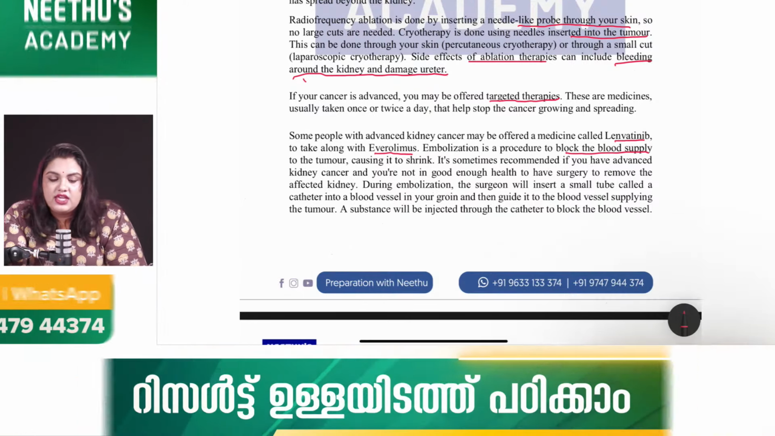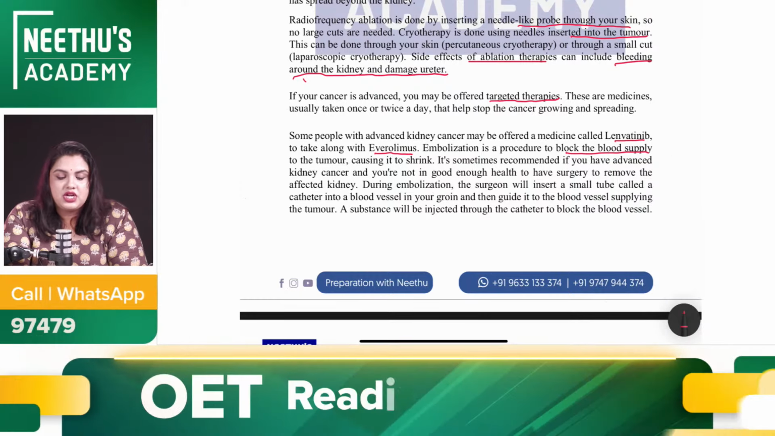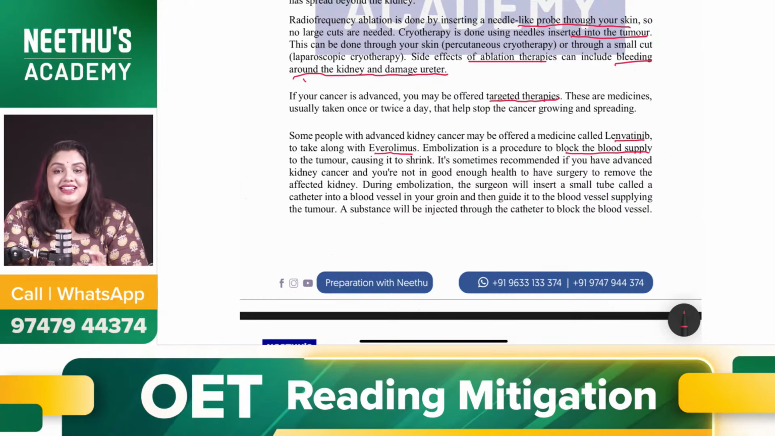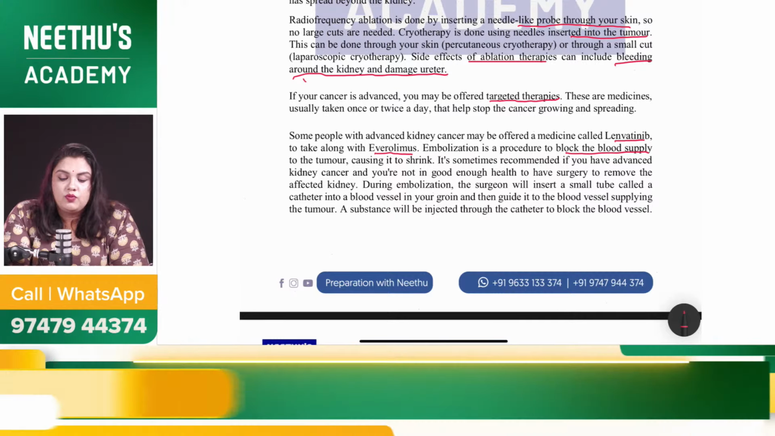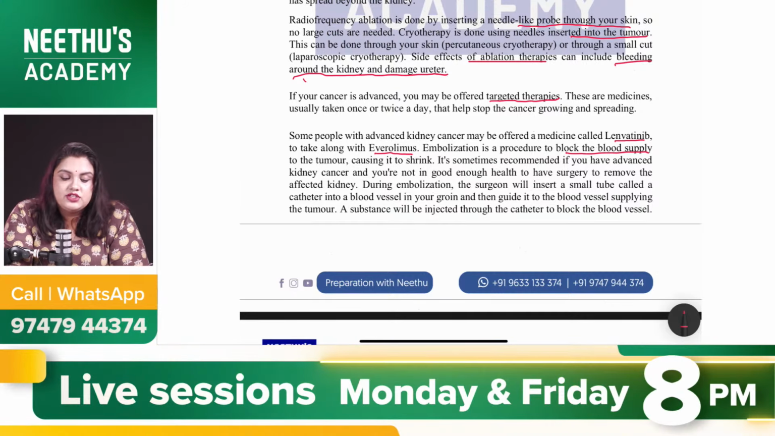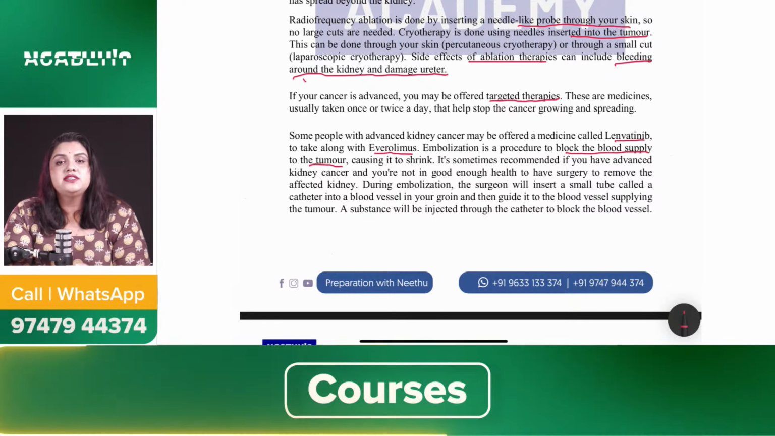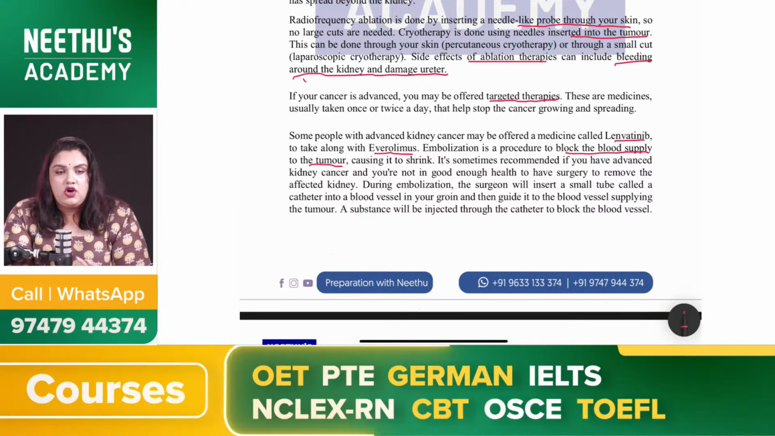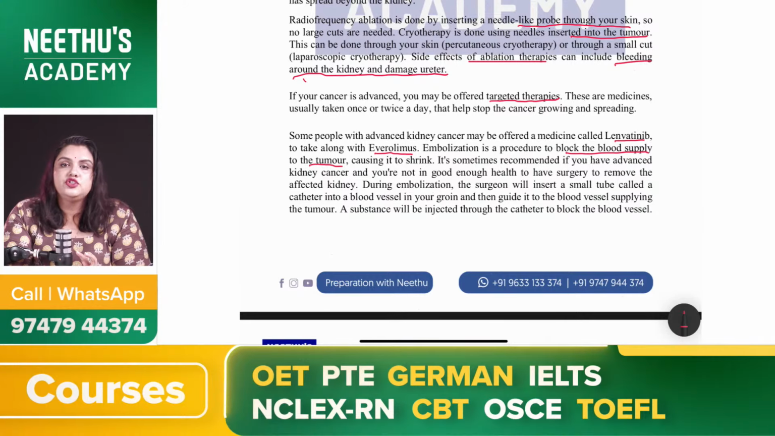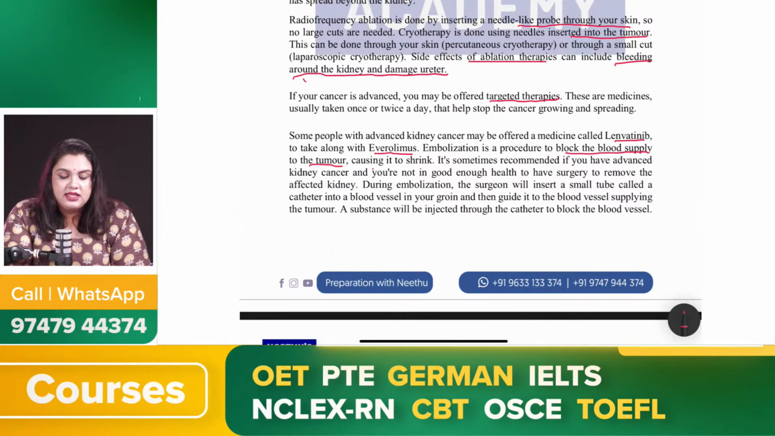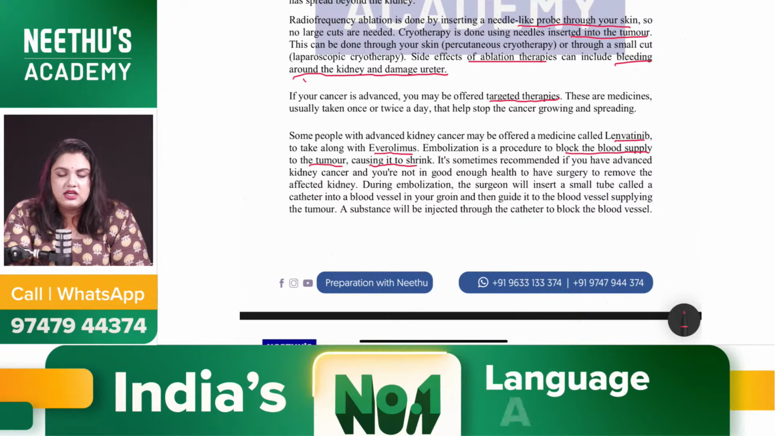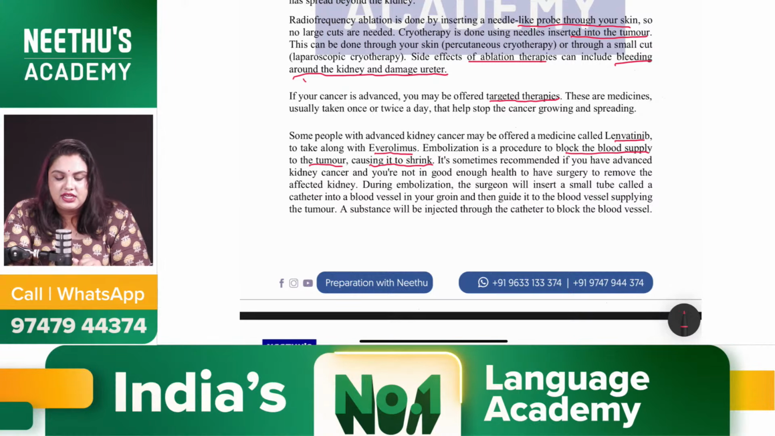Embolization is a procedure used to block the blood supply. What blood supply are we blocking? The blood supply to the tumor. What happens if the blood supply is blocked? It causes the tumor to shrink. So once we cut off the blood supply, it causes the tumor to shrink.